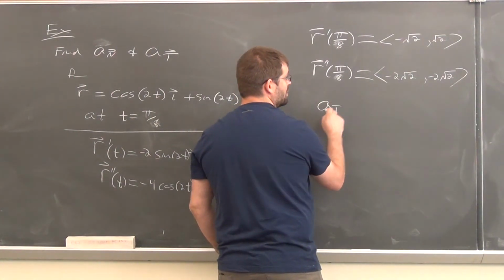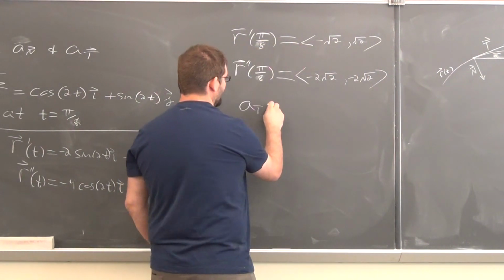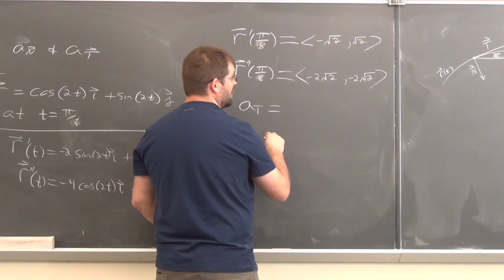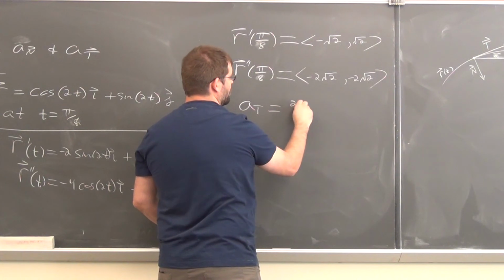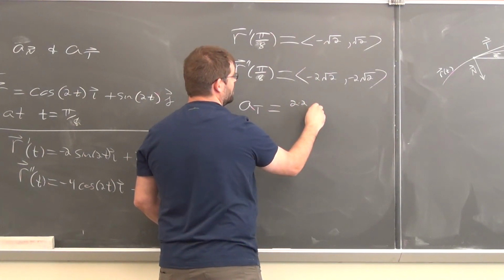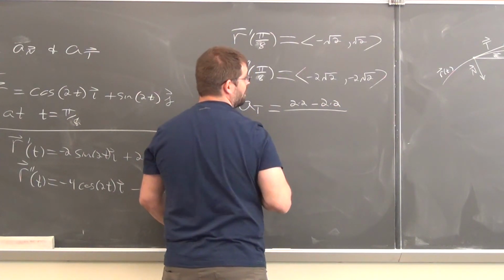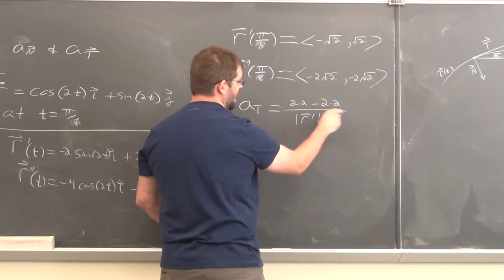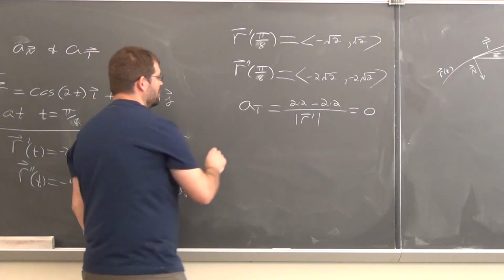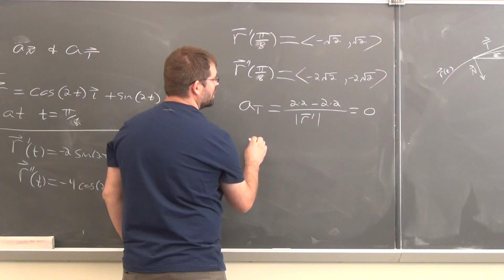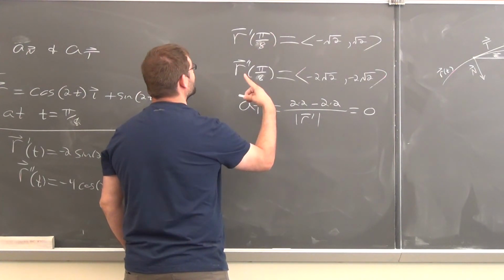So a sub t, I put arrows over these, I don't need those, those are just numbers, right? So a sub t is just r prime dotted with this. And so when you dot these together, negative and negative, you'll get 2 times 2, and then minus 2 times 2, right? All over the size of r prime. I won't even bother with that because that's 0, right? So this is telling you that you have no acceleration in that direction. I'm surprised by that. You should go back and double check if we screwed this up. So it depends where you're at.